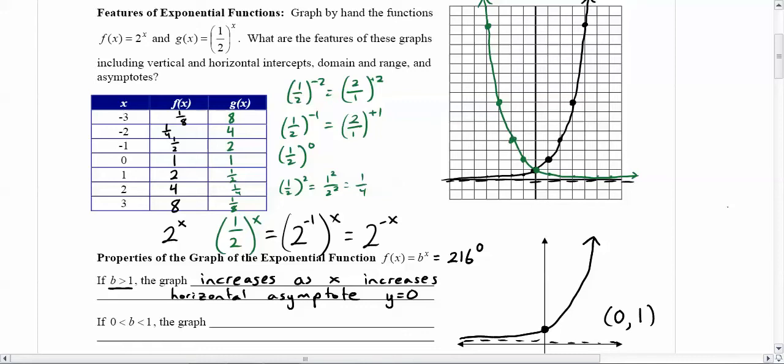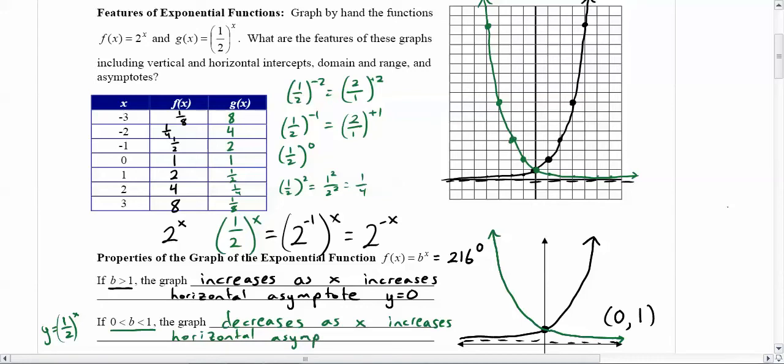Now, if b is a fraction, and this is just like what we graphed above, like 1/2 to the power of x. If b is a fraction, then the graph decreases as x increases. When you go to the right, it starts off high, and it quickly decreases, and after it crosses the y-axis, it'll get closer and closer to the asymptote. It also has a horizontal asymptote of y equals 0, and it also has a y-intercept of 0, 1.